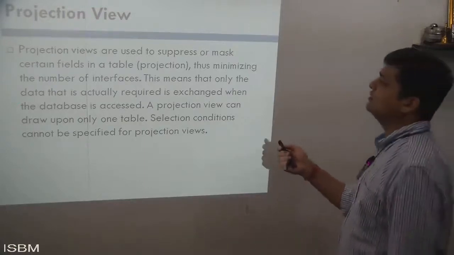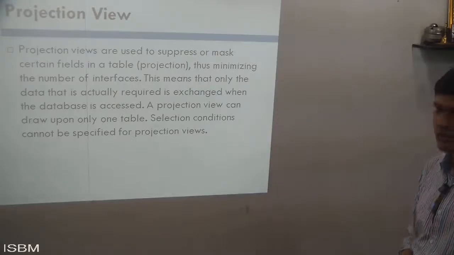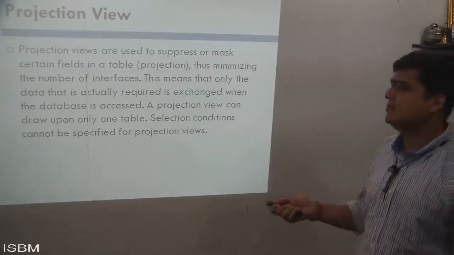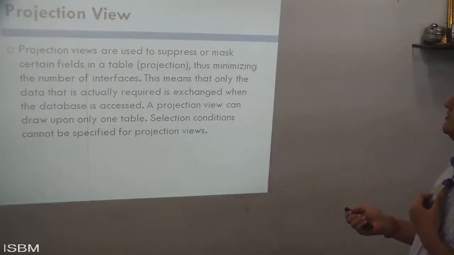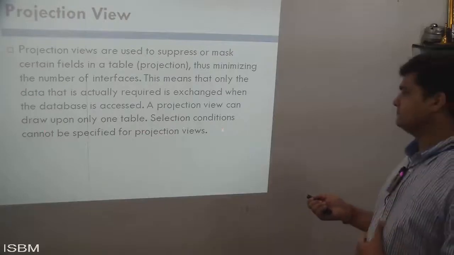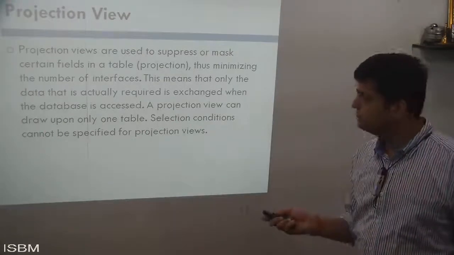Basically, it is used to suppress or mask certain fields of a table. So basically, we very rarely use the projection view. We are most of the time using the help view. Projection is minimizing the number of interfaces. A projection view can draw upon only a single table. A selection condition cannot be specified in a projection view.